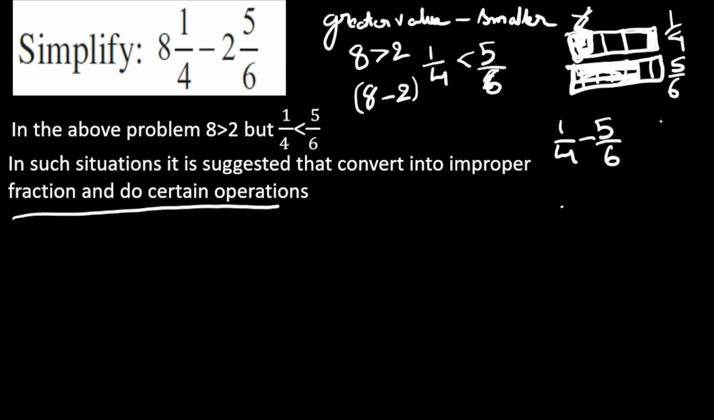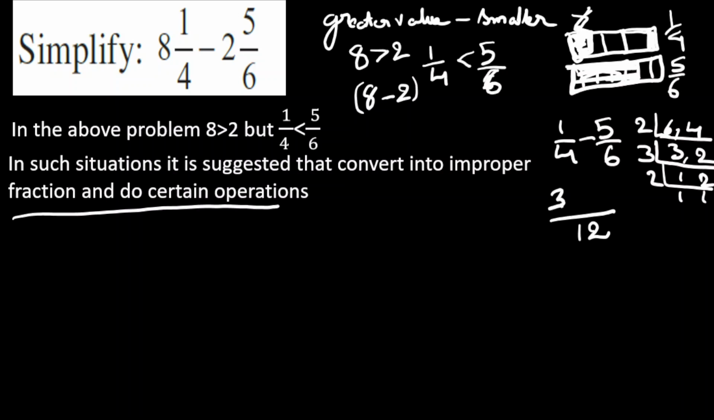Suppose if you do that, we need to find the LCM of 6 and 4. The LCM of this is nothing but 12, and here 4 will go in 3 times, so we can multiply 1 with 3, and here 6 will go in 2 times, so here we can multiply this with 2, and here the value becomes 3 minus 10 by 12.